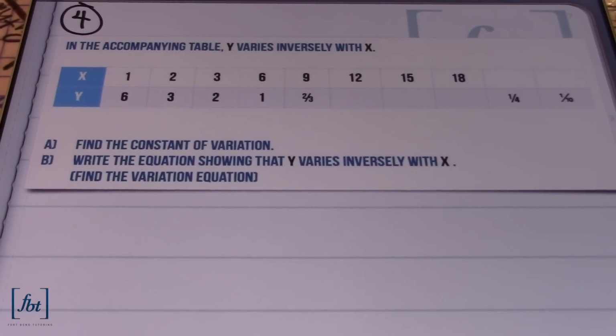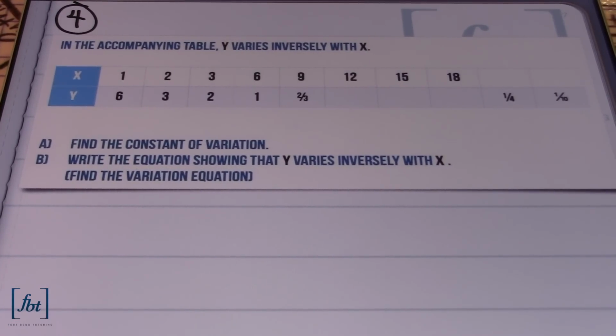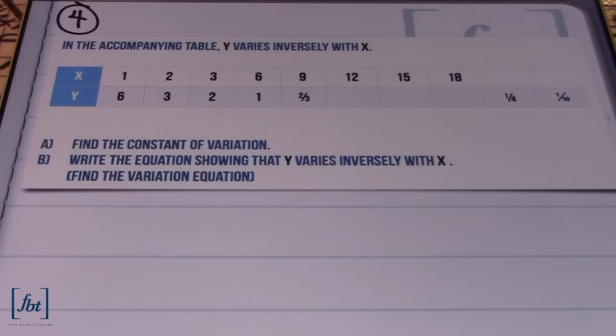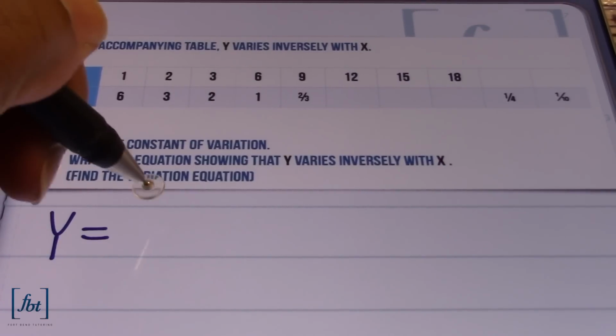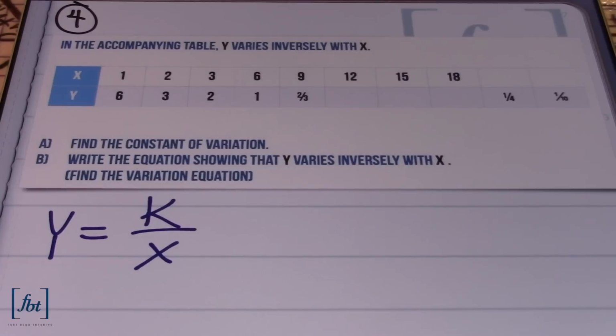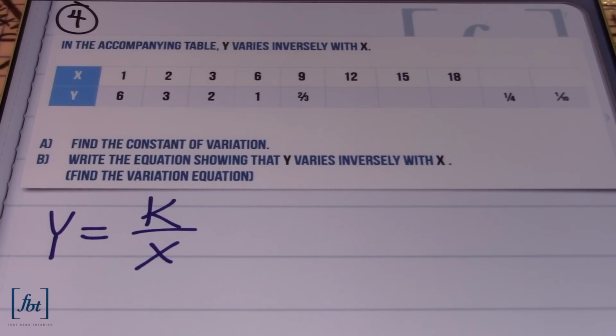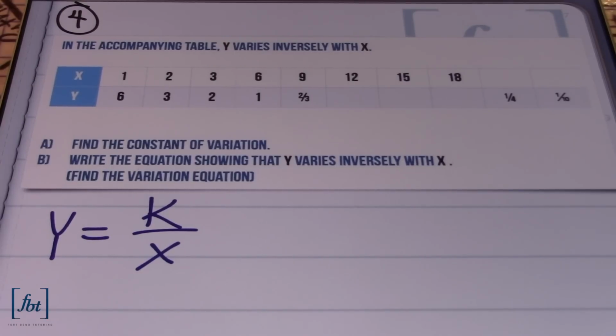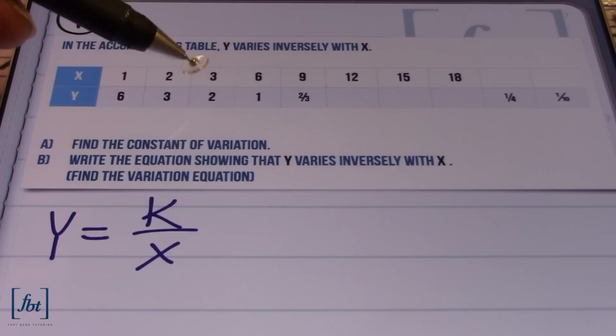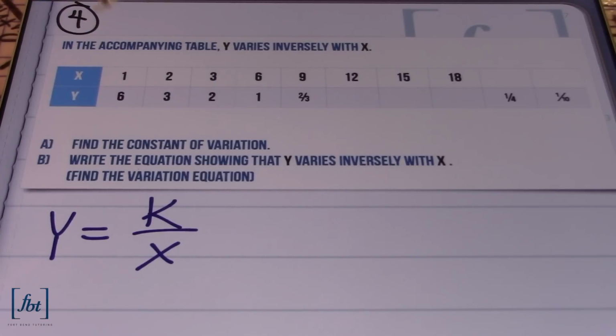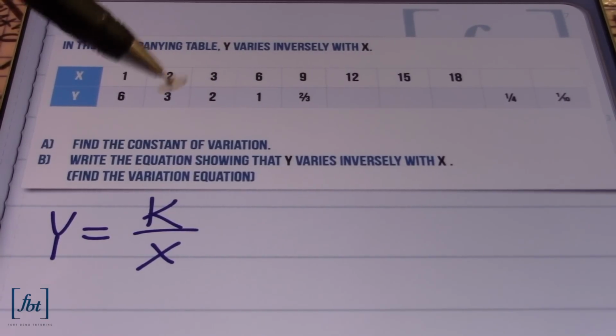Problem number 4. We have a table. It says in the accompanying table, y varies inversely with x. So if I were to show my setup as an algebraic equation, I would have y equals k divided by x, because y varies inversely with x. That's what that means. That's my equation there. Let's take a look at our table. We know that when we plug in 1, we get 6. We know that when we plug in 2, we get 3, and so forth and so on. Now, some of you may be able to determine what your constant of variation is just by looking at the table.